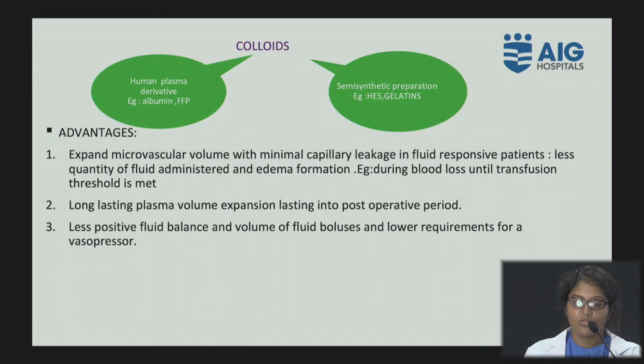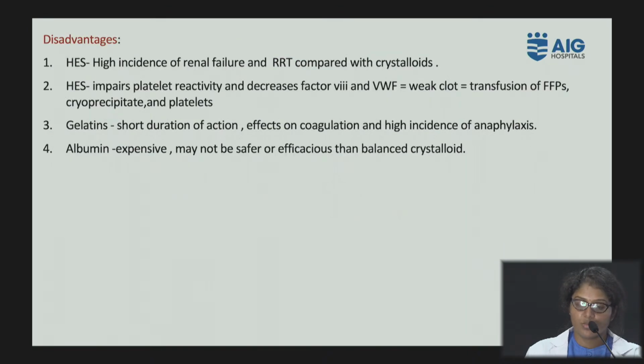Coming to colloids, as we know, there are the human albumin derivative and the synthetic. The advantages of colloid are well known. It stays in the intravascular compartment for a long time, which avoids further fluid bolus and the vasopressor requirement. The disadvantage is that gelatin has a high risk of anaphylaxis and a short duration. HES has a significant effect on coagulation, so it further leads to infusion of FFPs and cryo in order to correct it. And albumin is expensive. Usually here in all the hepatobiliary surgeries, if needed, we go for a 20% albumin infusion.